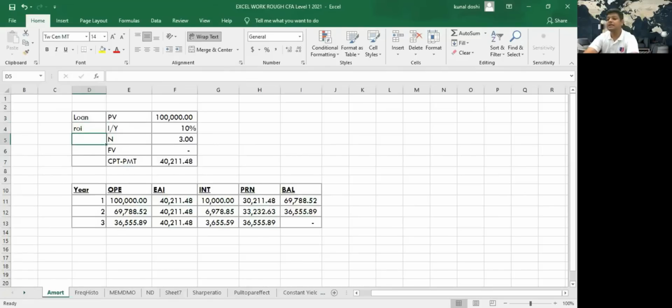N is nothing but the tenure of your loan. FV is your last installment principal component, which is going to be 0. And PMT is nothing but the equated installment. It can be annual or monthly or so on. Here I've taken annual, so I've kept it as EAI, equated annual installment. Everyone with me?